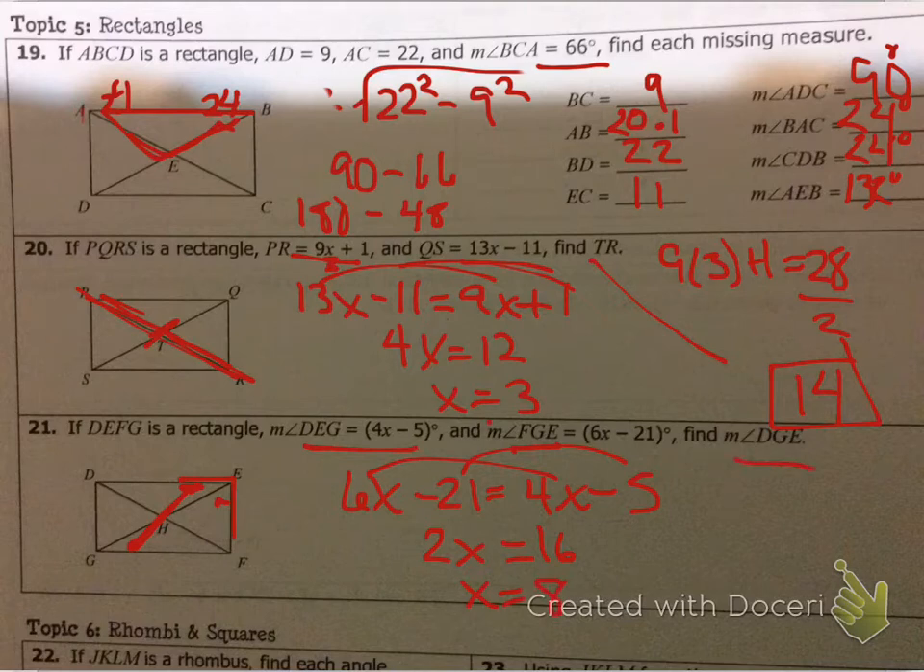Okay, now they want you to find DGE. So this one right here. Okay, think about it this way. If I put this 8 in, say, this one, 4 times 8 is 32, minus 5 is 27. If this is 27, so is this one. So if you subtract 90 minus 27, you would get 63 degrees. So this right here would be 63 degrees. Again, probably harder than what I would do on the test.